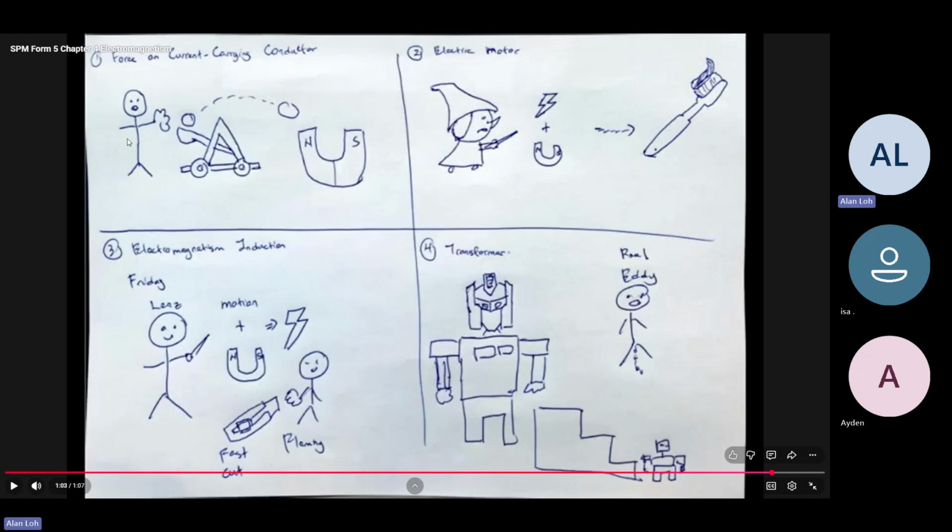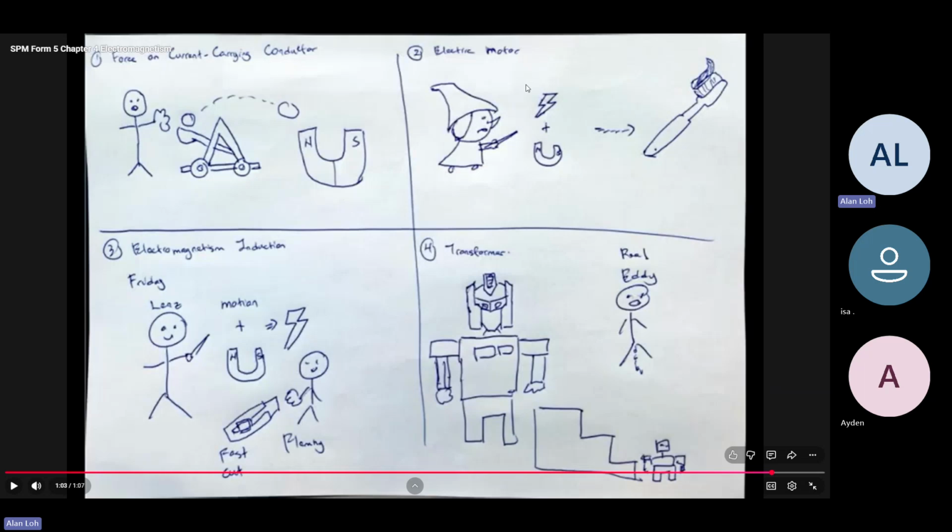Right, let's talk about drawer 1. See, this is Mr. Fleming. He used a catapult and threw it into a big magnet, a strong and big magnet. What does it mean? So drawer 1 is talking about something related to Fleming's left-hand rule, still left hand. And there's something related to the catapult field. And there's something related to the strong magnet. Same goes for the rest.